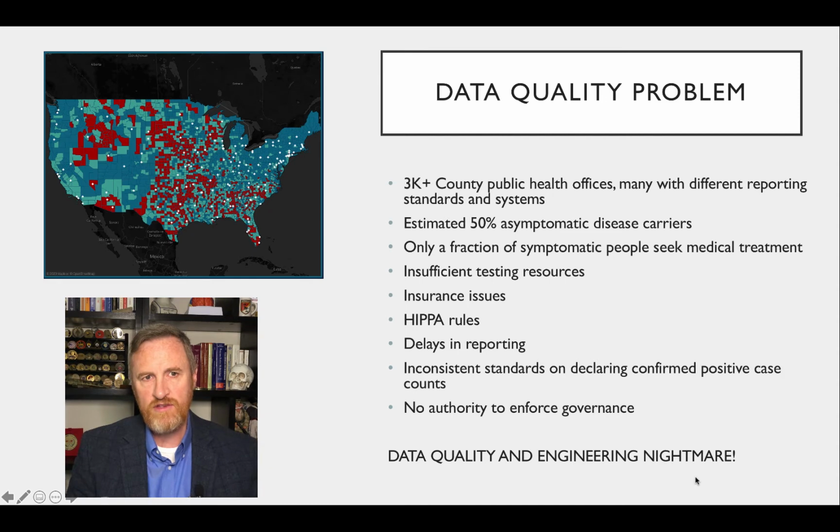There's delays in reporting, so just when a case is reported, it could have happened days or weeks earlier. There's inconsistent standards on defining what is a positive case, especially over time, and there's no authority that the federal government has to enforce any of these standards or rules on county officers or state governments. So this becomes a data quality and engineering nightmare, and under this backdrop is where we're going to talk about how we can estimate a better reproductive number and better compartments of the disease.